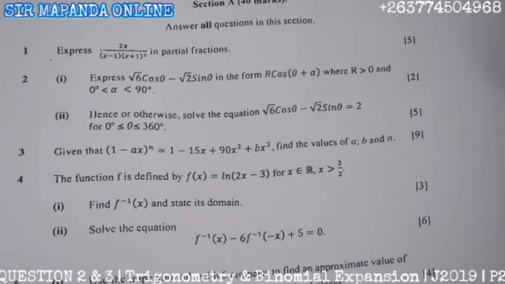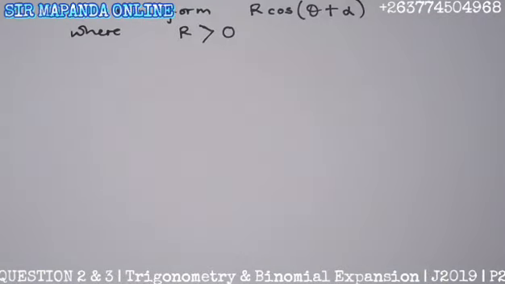Right, you are now on question number 2. It reads, express root 6 cos theta minus root 2 sin theta in the form r cos(theta plus alpha), where r is greater than 0 and alpha lies between 0 and 90 degrees. Meaning to say that our alpha here in this case is going to be an acute angle.